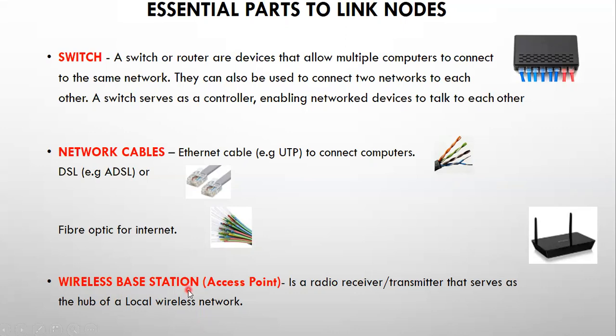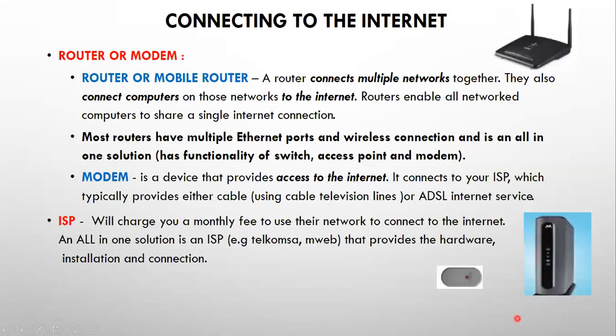Next is your wireless base station or access point. It is a radio receiver transmitter that serves as a hub of a local wireless network. So your access point or wireless base station is for wireless connection. It connects using radio waves. This is a wired connection, your switch. So your local area network can have a switch and an access point or both of them. And it should have network cables if it's using a switch, because that's a wired connection.